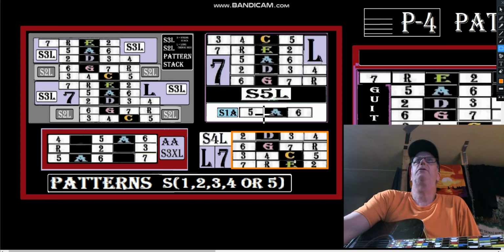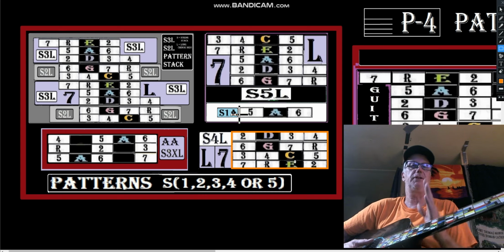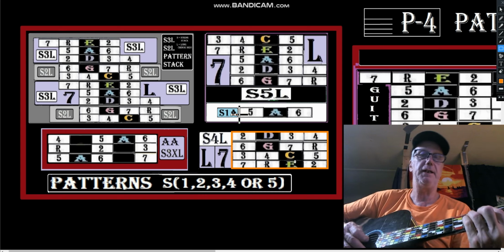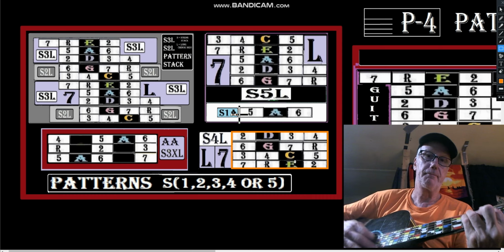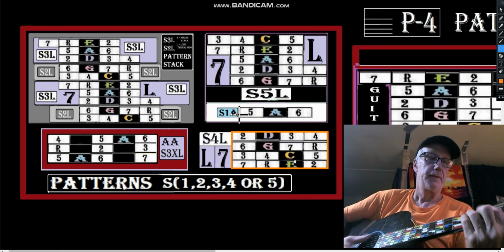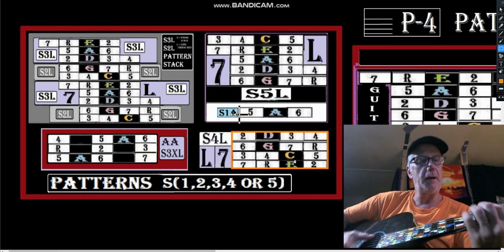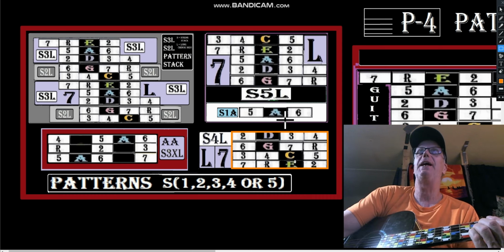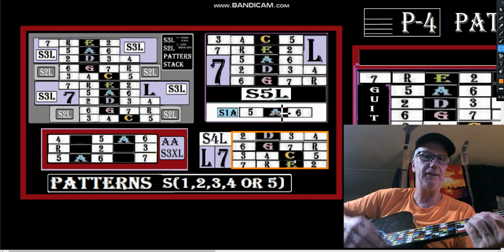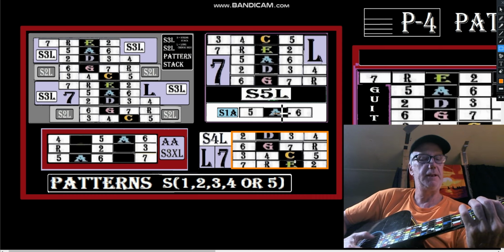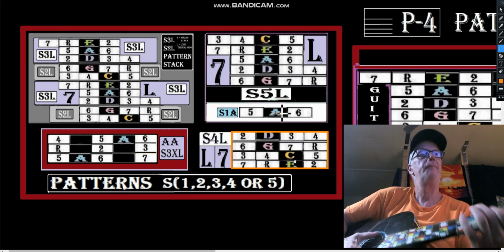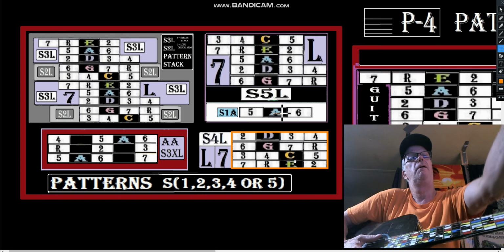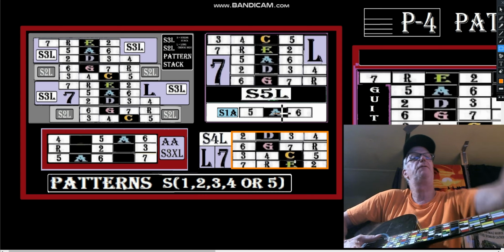Then we have, well, of course, we have our S1A, which is any single shape pattern. So A is this. Why? Because when we play an E down here, when we play an A down here, remember this is the A pattern. When we play the A, E becomes the 5th.